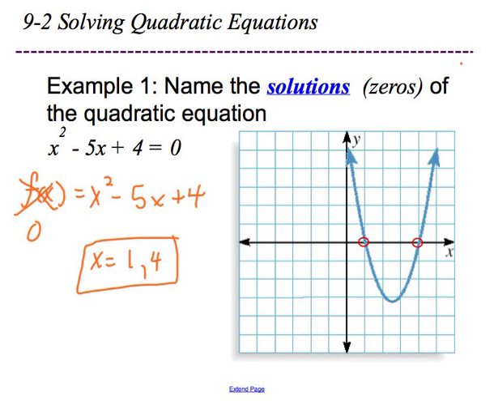So if we check it, plug 1 in: x squared, so that's 1 squared, 1, minus 5 is negative 4, plus 4 is 0, so 0 equals 0 is true. If we tried 4, put 4 in and square it, that'd be 16. Minus 5 times 4 is 20. 16 minus 20 is negative 4, plus 4 is 0. So they both work. They check.